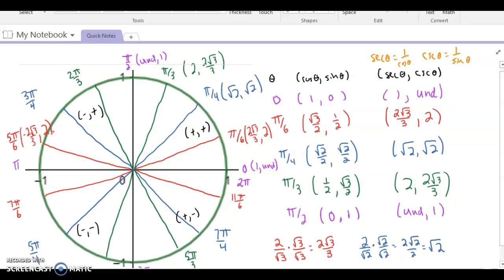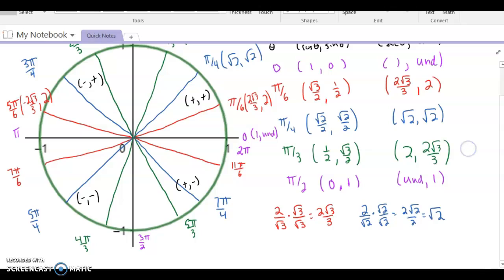I could do the same thing in quadrant 3. If you look at quadrant 3, both of our coordinates will be negative. So I could take a value from quadrant 1, let's say the pi over 4s. I know that it's root 2 and root 2, but because we're in quadrant 3 and both the cosine, or the secant in this case, will be negative, as well as the sine or cosecant in this case, that would be my new ordered pair.